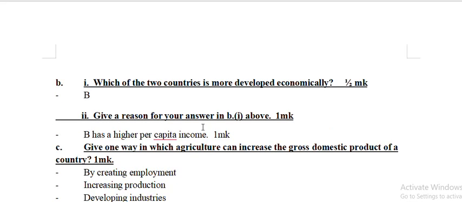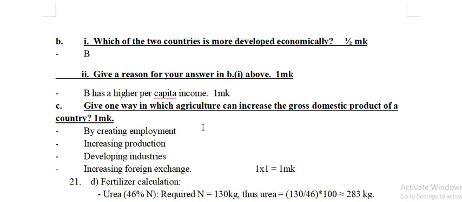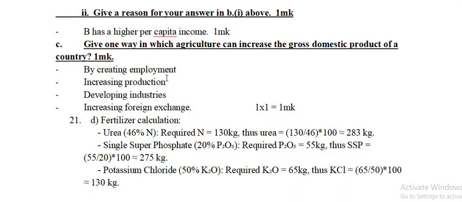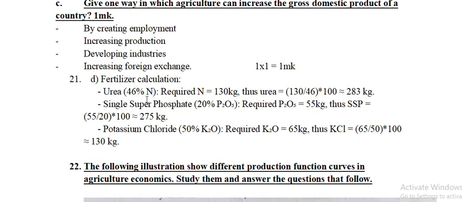Part B, which of the two countries is more developed economically? And that is B. And the reason is it has a higher per capita income. Part C, give one way in which agriculture can increase the gross domestic product of a country. That is by creating employment, increasing production, developing industries, and increasing the foreign exchange.